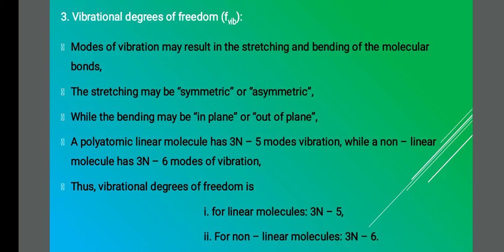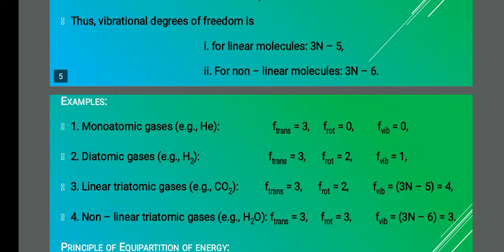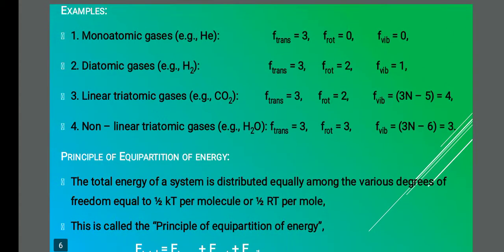So I'll explain the problems based on this. Okay. Have in mind, coming to vibrational degrees of freedom, if it is a linear molecule, it will have 3n minus 5 modes of vibration, and if it is a non-linear molecule, it will have 3n minus 6 modes of vibration. Okay. So I'll go with the problem.